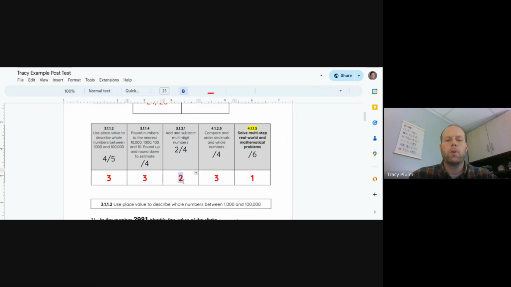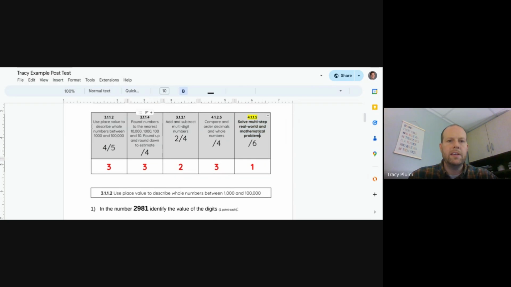A 2 would be more of a developing. That means that there might be things that they still need to work on, but they do have some ability in that area. So with addition, subtraction, maybe they got both of the addition problems correct, but both of the subtraction incorrect. So that would tell us, well, they've got some work to do on that. They know how to add, but don't know how to subtract. Or maybe they got one of each wrong. If a student were to get a 1, that would be a beginning score. So that means they're at the very beginning of understanding when it comes to that skill, like solving multi-step word problems. That would be, in this case, this student got a 1.